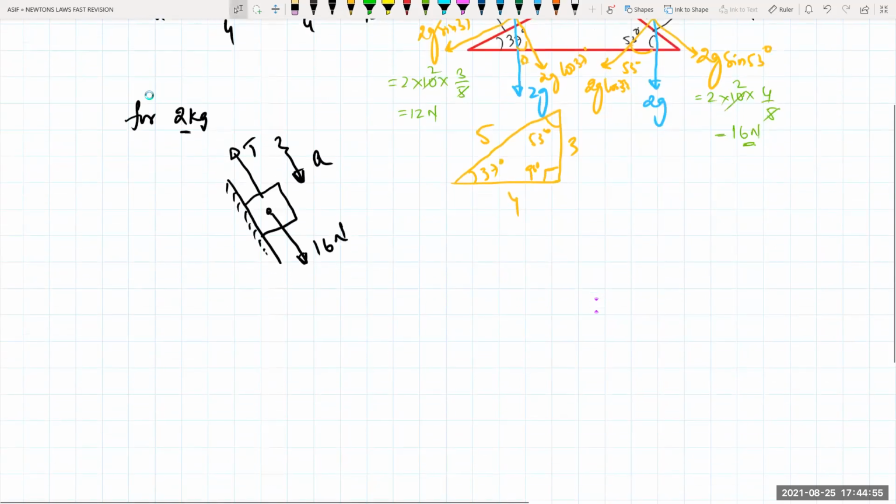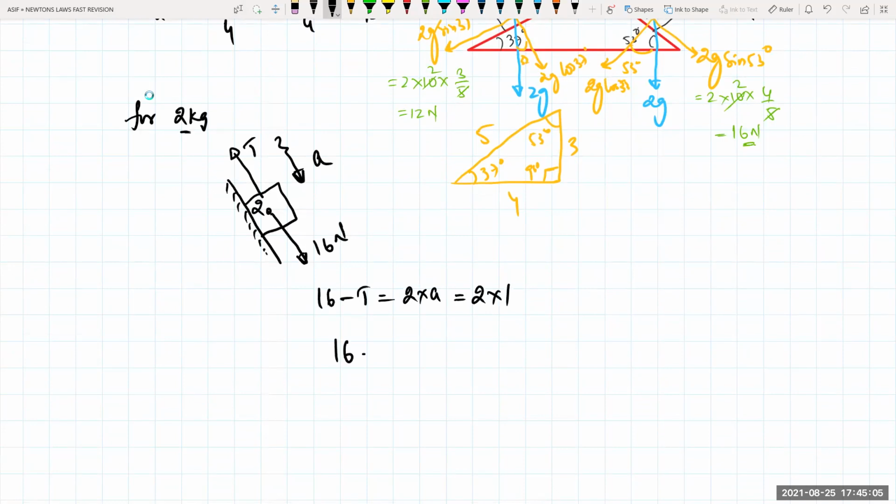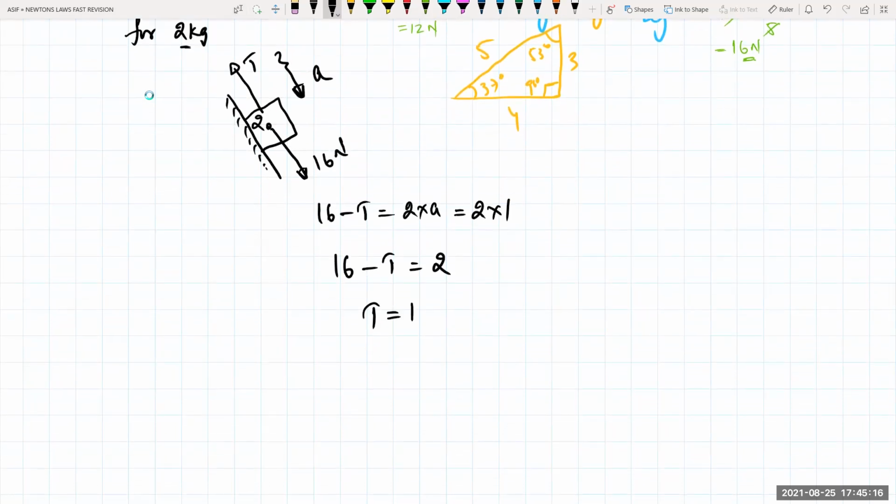Yes, sir. Now how do you write the equation, beta? As the body is moving in the downward direction, 16 minus T will be equal to mass of this one, which is 2, into acceleration. So that is nothing but 2 into 1. And then, yes, sir, 16 minus T is equal to 2. So tension T will be equal to how much for me? 14, sir. 14 Newton. Clear? Yes, sir.